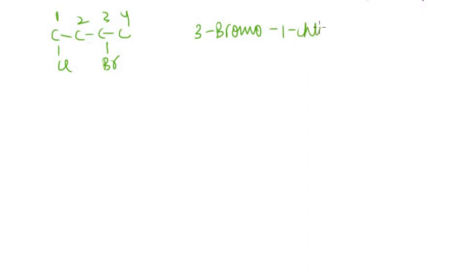If we have here CL, here we have BR. So we'll number 1, 2, 3, 4. We will be writing it as 3-bromo, 1-chloro. B comes first, then chloro. If we have 1, 2, 3, 4, and here we have bromine and we have chlorine, both are substituents, then where do we have to start the numbering?